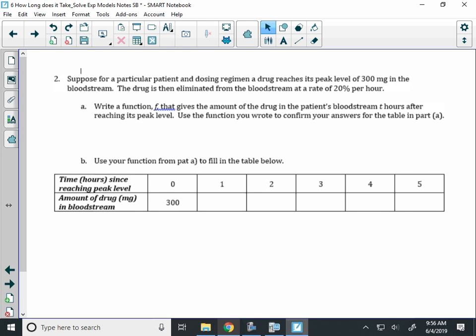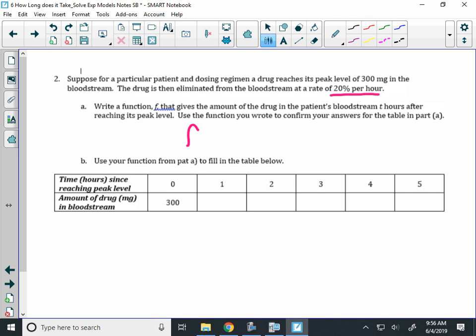So let's see. Suppose you have a patient that's taking a medicine or a drug that reaches peak level at 300 milligrams in your bloodstream. And then, when you take a medicine like ibuprofen or Tylenol, it wears off after a while. So this drug is eliminated or wears off at a rate of 20% per hour. So let's review percent decrease from the previous unit, from unit 6.